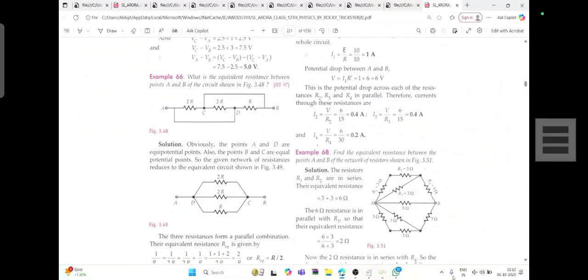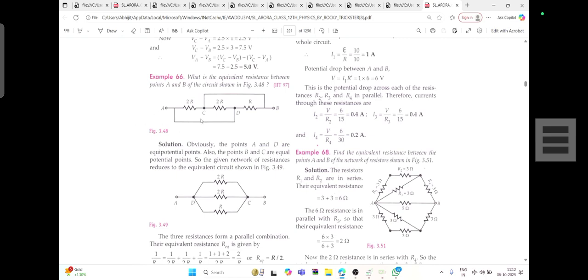We have already done and already discussed parallel and series combination of resistances. Now we will discuss some numericals on resistances in parallel combination and series combination.